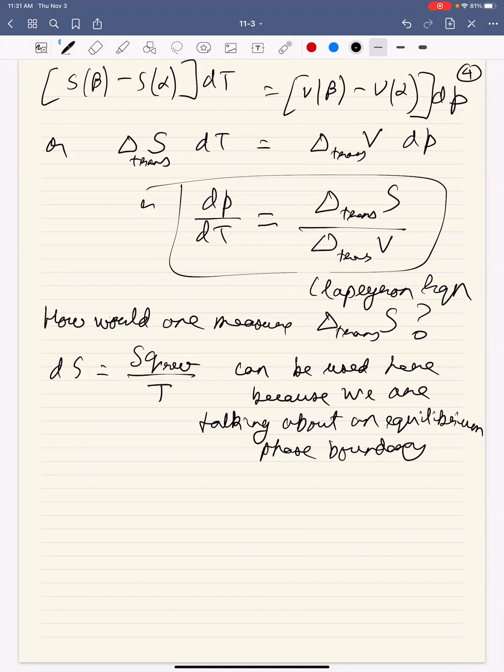So anyone wants to answer Nathan's question? But I don't think this derivation would necessarily hold. But he's asking a more general thing. How would you measure entropy change? Yeah, this derivation is only for an equilibrium phase boundary. How would we measure entropy change during an irreversible process?